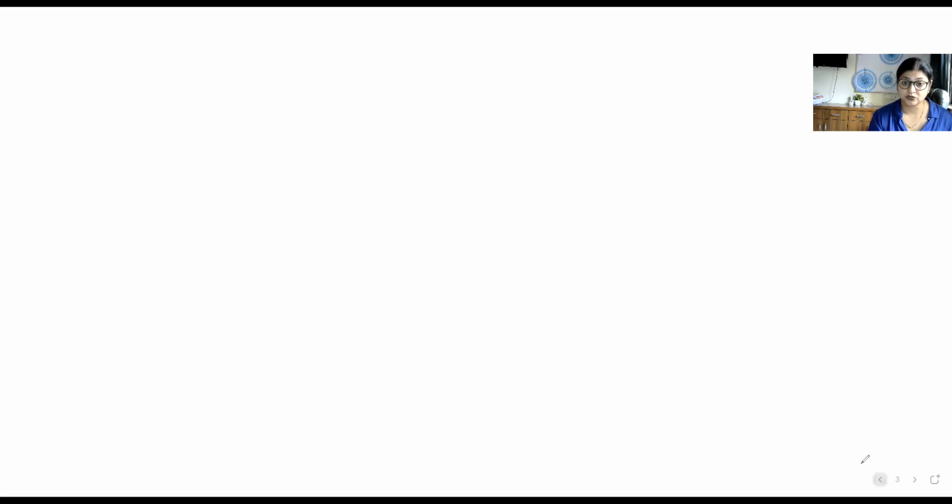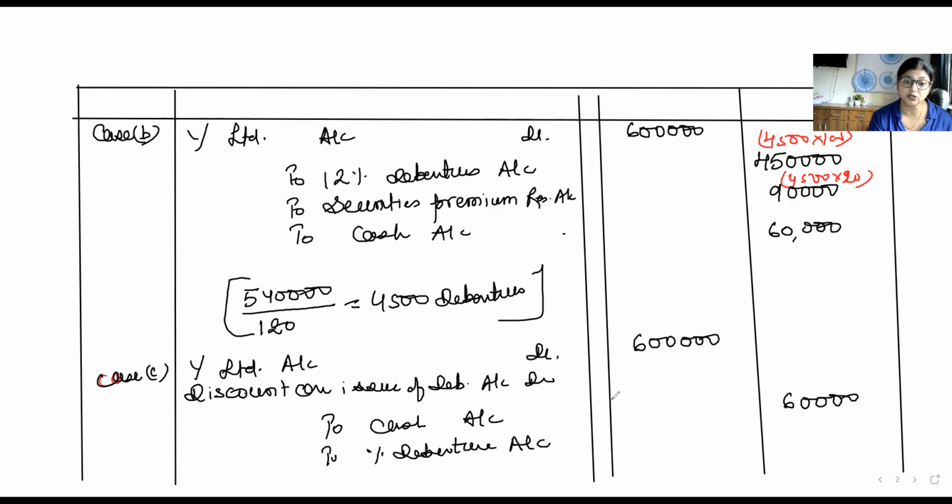6,000 debentures. So under 6,000 debentures, over here the figure is going to be 6 lakh rupees. And how did this 6 lakh rupees come? This is 6,000 multiplied by 100. And over here, the figure is going to be 60,000. And how did this 60,000 come? This is 6,000 multiplied by 10. So now again your entry is showing 6,60,000 on the debit side, 6,60,000 on the credit side.